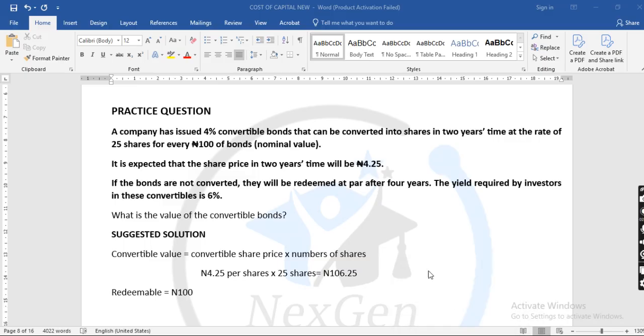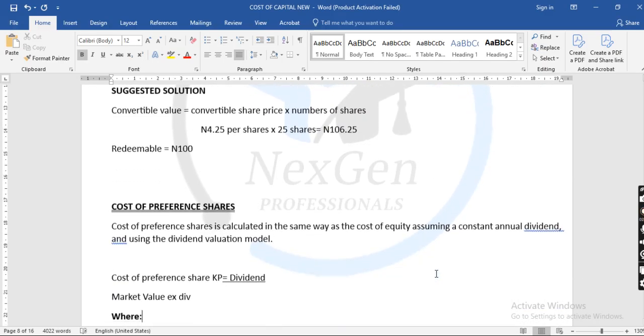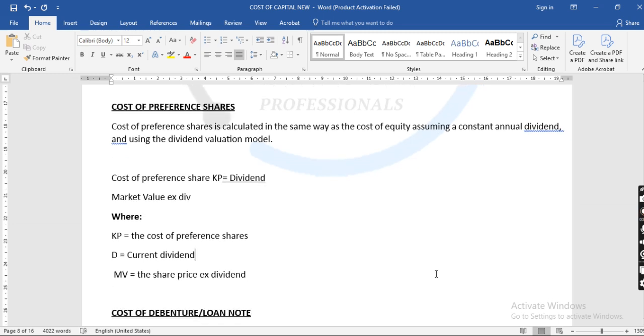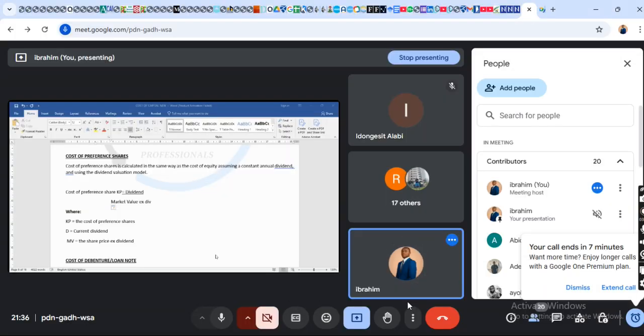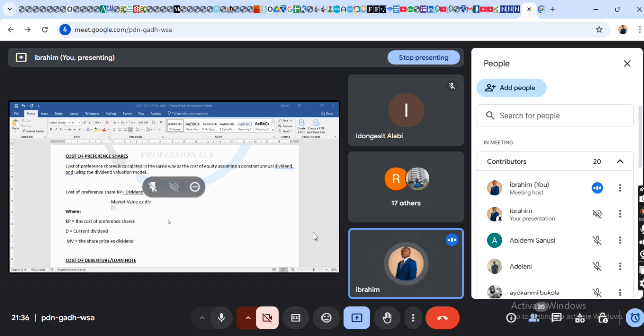Now, if that is established as well, this is the cost of preference shares, right? Now, what is preference shares? Don't forget that in some companies' financial statements, you will see preference shares as long-term liability. Sometimes you will see it as equity instruments, depending on how the company classifies it. Is it redeemable preference shares or irredeemable preference shares, right?